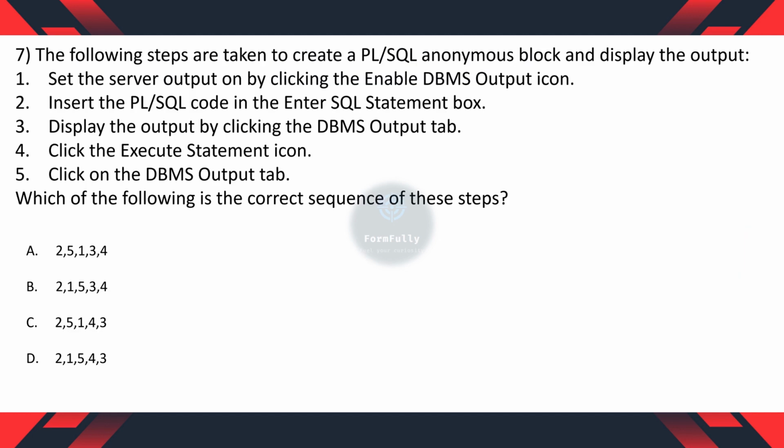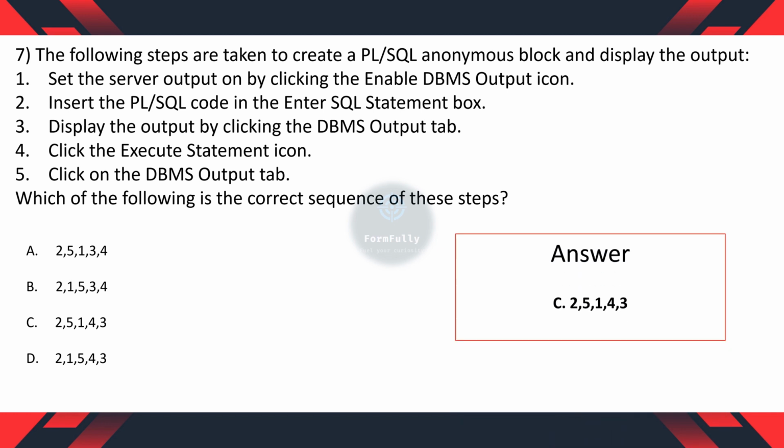Question 7. The following steps are taken to create a PL/SQL anonymous block and display the output. Which of the following is the correct sequence of these steps? Pause the video and read the steps. The correct sequence of steps is 2, 5, 1, 4, 3. 2. Insert the PL/SQL code in the Enter SQL statement box. 5. Click on the DBMS Output tab. 1. Set the server output on by clicking the Enable DBMS Output icon. 4. Click the Execute statement icon. 3. Display the output by clicking the DBMS Output tab.